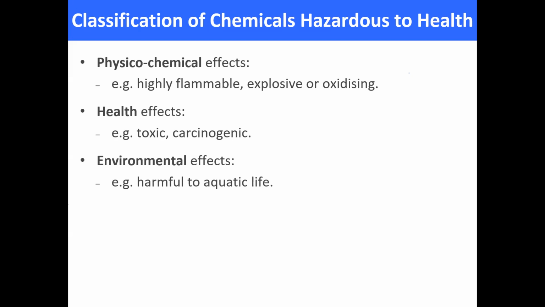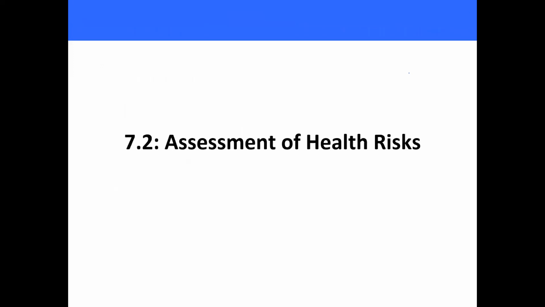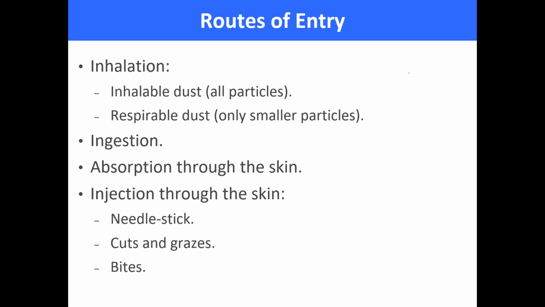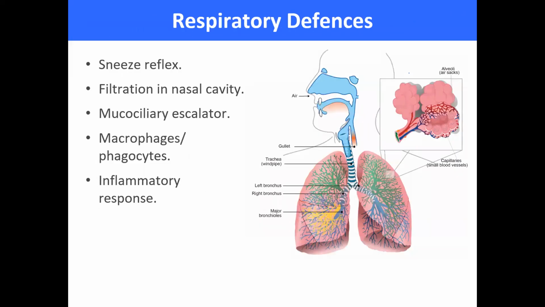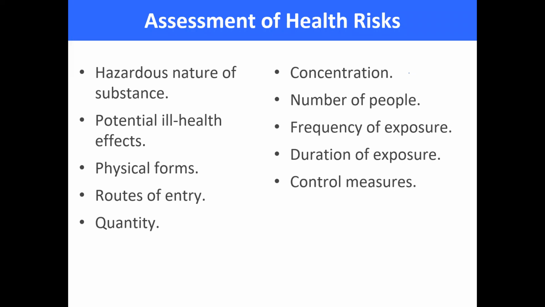Okay, classification of chemicals. We have physiochemical agents, health effects and environmental effects. Routes of entry, and it could be through inhalation, breathing it in, ingestion, absorption, or injection. Then there are defense mechanisms. You don't need to go through these. Respiratory systems are there. You need to, yes, one of the control measures, you need to assess the health risks.